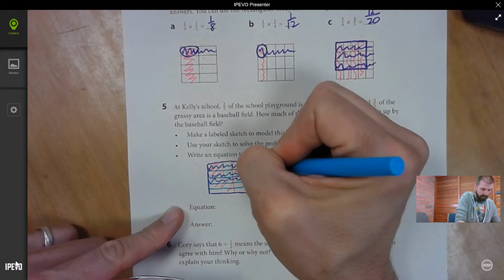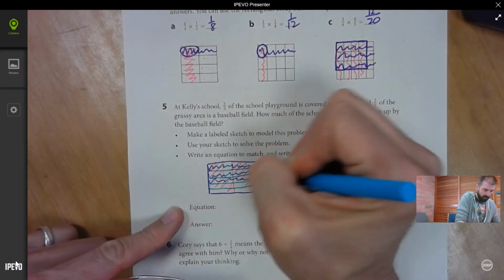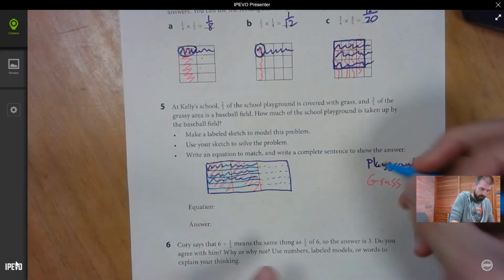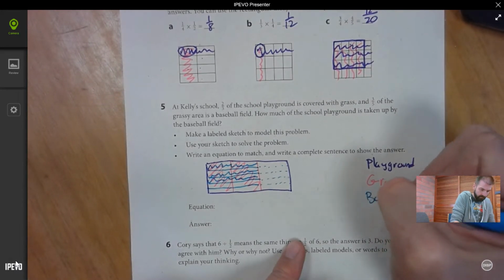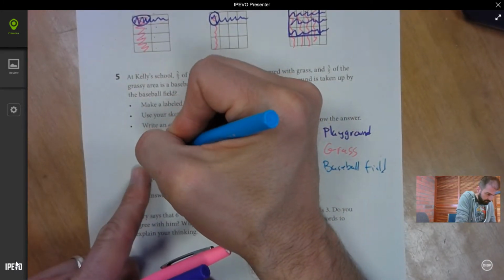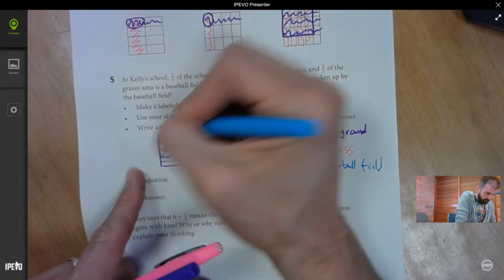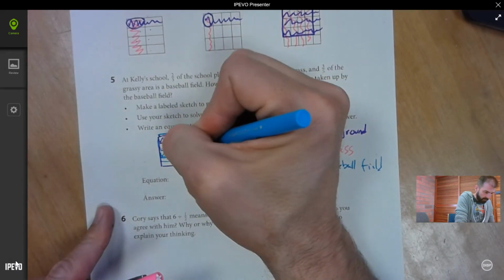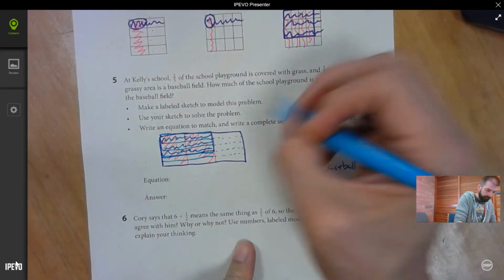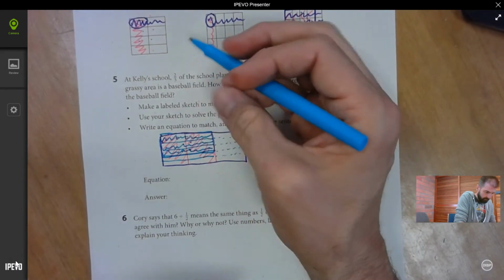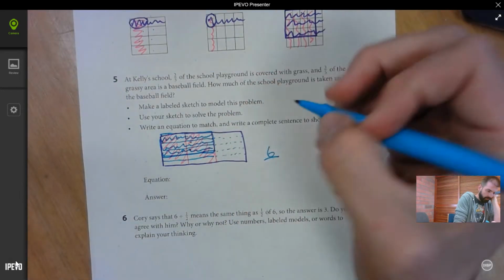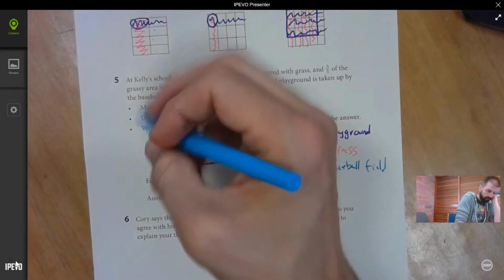That's 3/5. I'm going to extend these lines this way just to help me understand how many pieces there are in total. So again, this part right here is the baseball field. So that's 1, 2, 3, 4, 5, 6. And in total, 1, 2, 3, 4, 5, 6, 7, 8, 9, 10, 11, 12, 13, 14, 15. 6/15 of the entire thing is the baseball field.